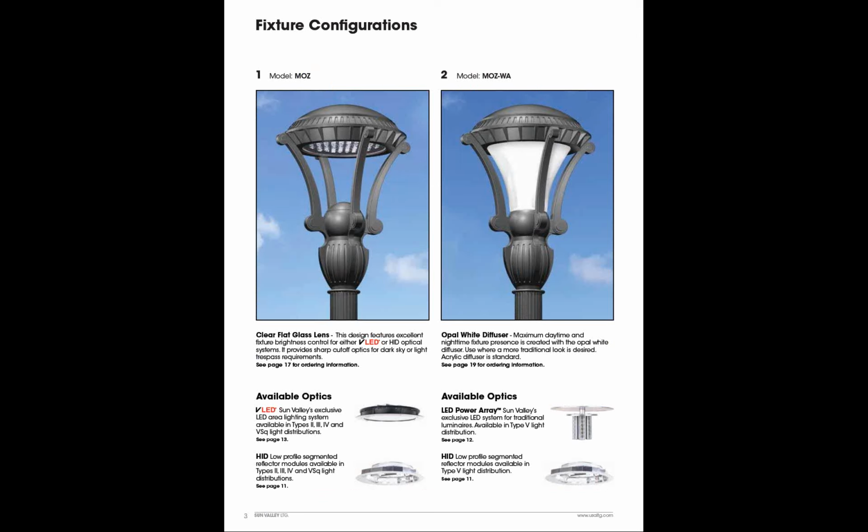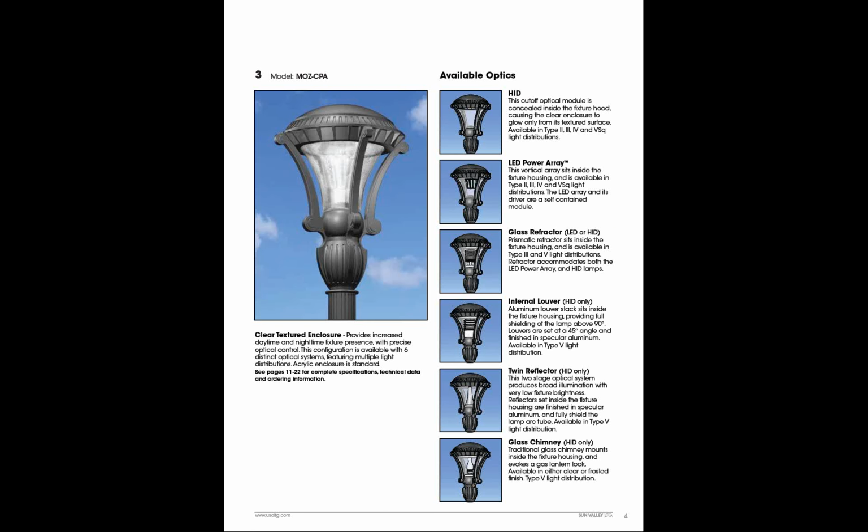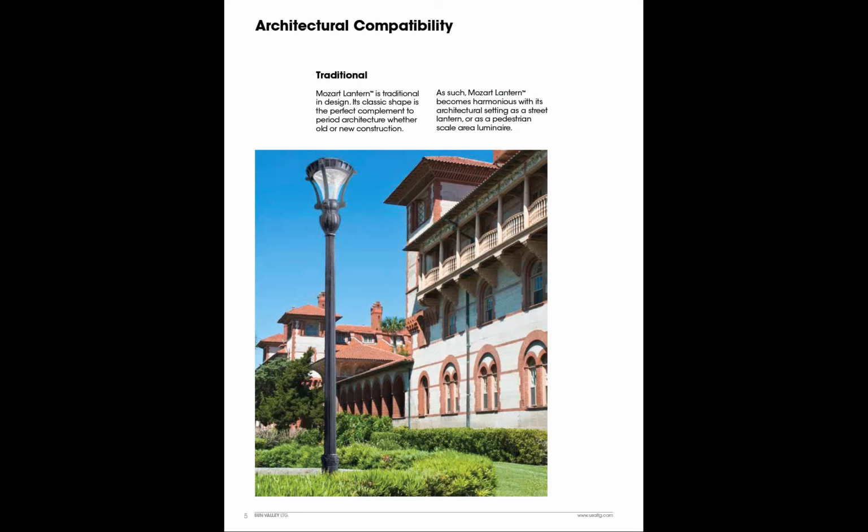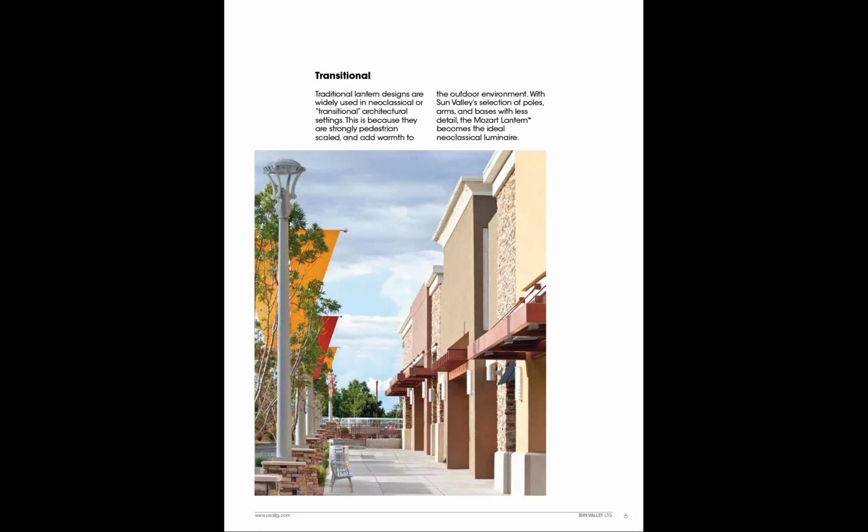Mozart Lantern. Now, we've broken these down as the flat lens version, which is the MOZ, the -WA for the opal white diffuser version, and then the CPA for the clear patterned acrylic enclosure, which has a huge variety of optical capabilities behind it. The look of the Mozart Lantern is tremendously influenced by the pole on which it is mounted. If you take and mount it to a fluted pole with a decorative base, for example, it's the ideal fixture in order to complement traditional architecture.